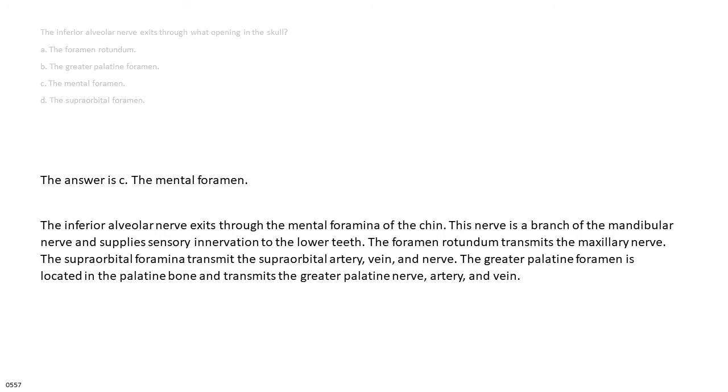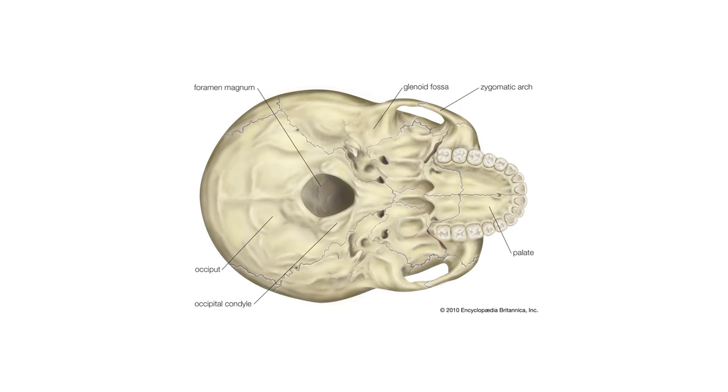The foramen rotundum transmits the maxillary nerve. The supraorbital foramina transmit the supraorbital artery, vein, and nerve. The greater palatine foramen is located in the palatine bone and transmits the greater palatine nerve, artery, and vein.